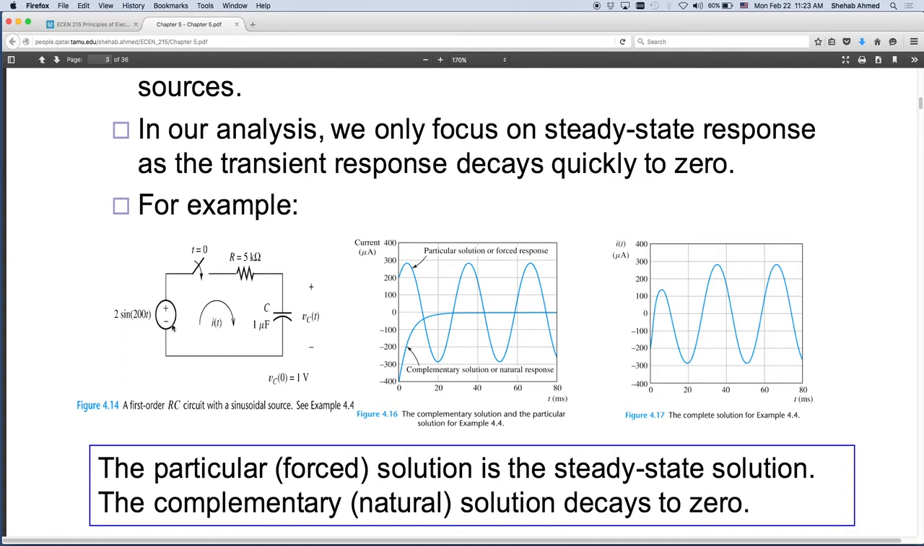So if this was a DC source, what would be the value of current flowing in the circuit? It would be the value of the source, let's say 2 in this case, not 2 sine omega t. It would be 2 divided by what? Divided by 5 kilo ohms, right? So 2 divided by 5 is what?